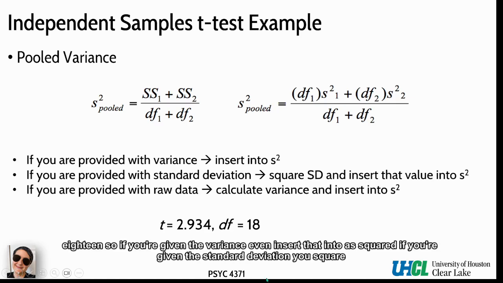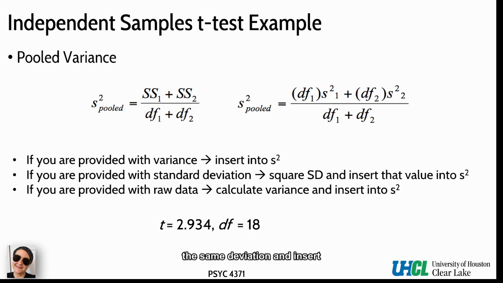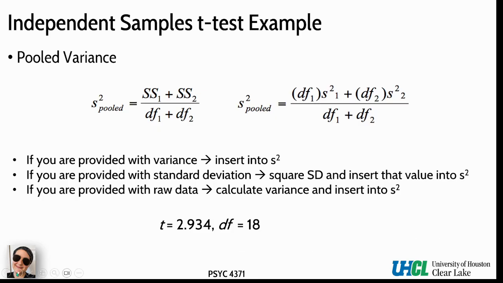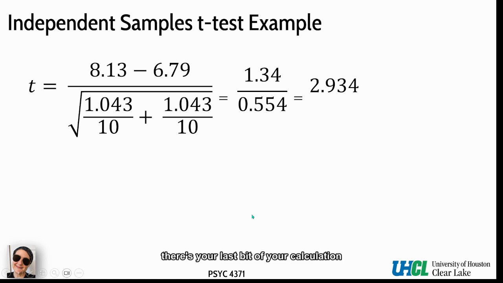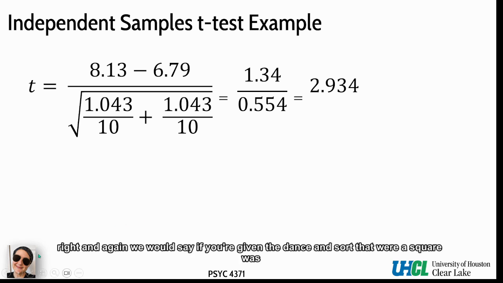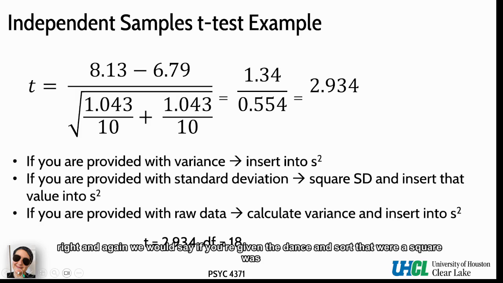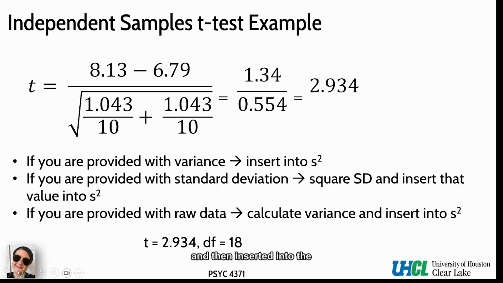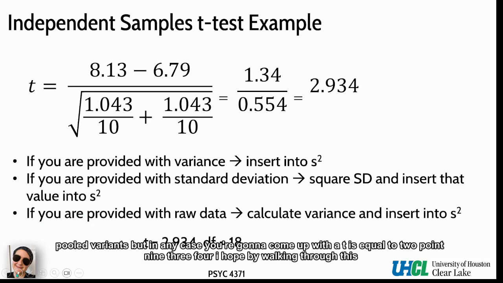So if you're given the variance, you insert that into s squared. If you're given the standard deviation, you square the standard deviation and insert that into s squared. And if you're given the raw data, you would need to go back and calculate your variance and insert that into s squared. There's your last bit of your calculation. Again, if you're given the variance, insert that where s squared was. If you're given the standard deviation, square it and then put it in the pooled variance. And if you're given the raw data, you have to calculate the variance and then insert it into the pooled variance. But in any case, you're going to come up with t equals 2.934.